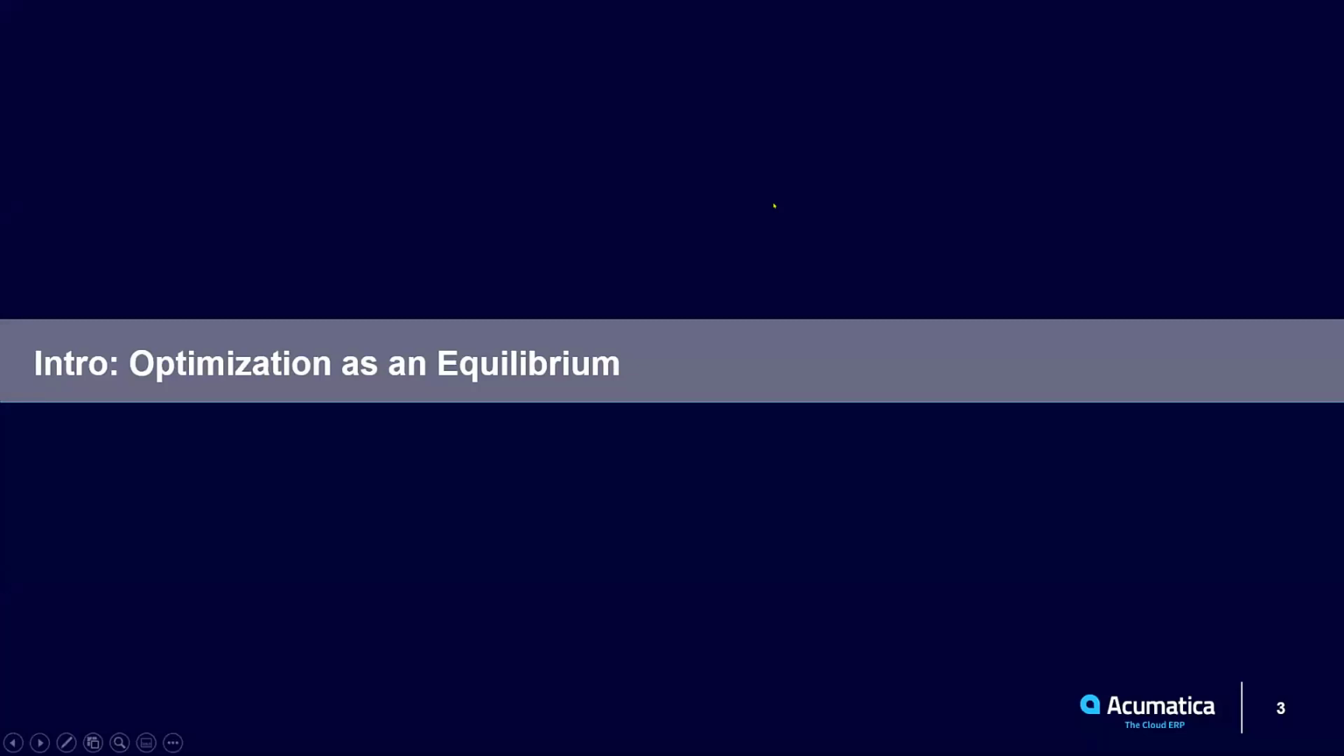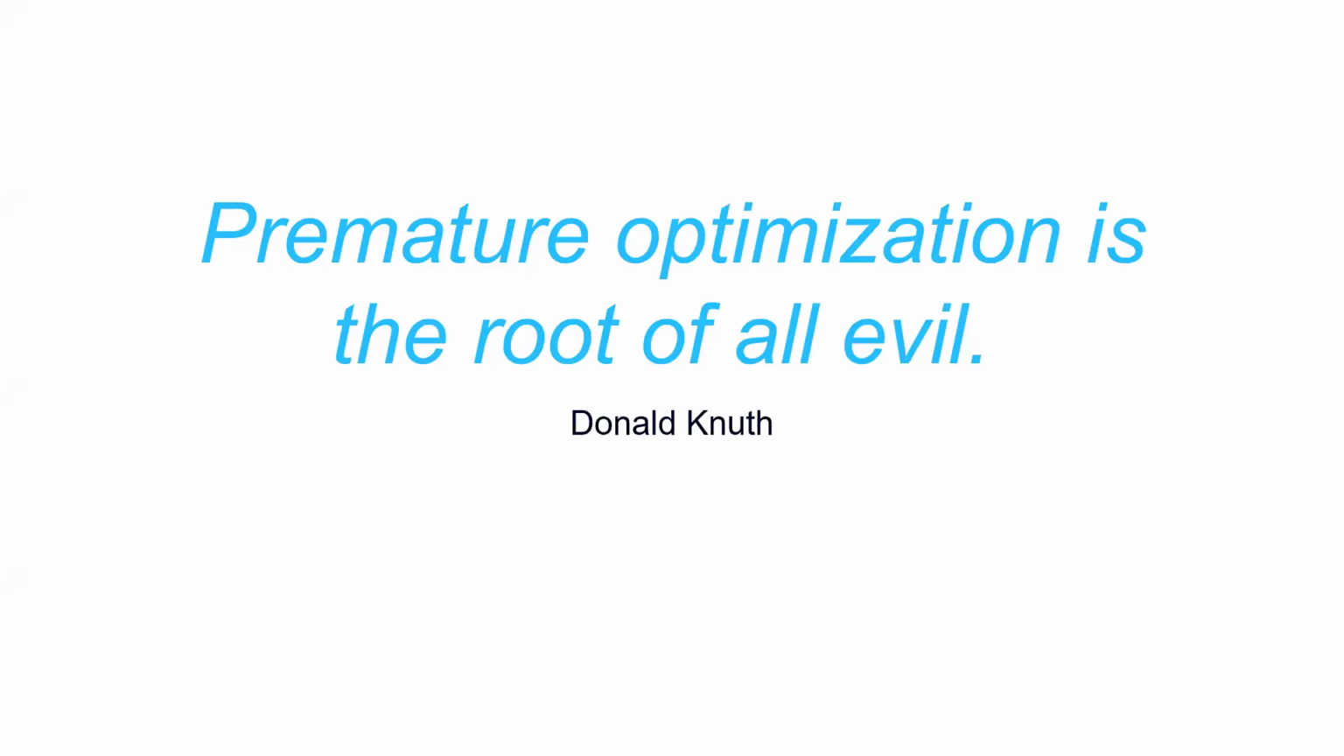First of all, I want to talk about performance optimization as an equilibrium. One guy, and the guy is Donald Knuth, once said that premature optimization is the root of all evil. And what I think he meant by that is that premature optimization can cause more issues than it actually solves. And let's take a look and talk a little bit about that.